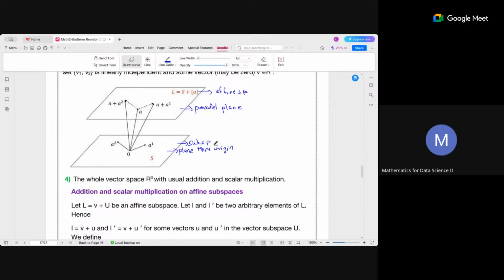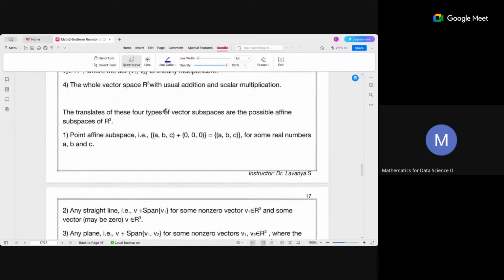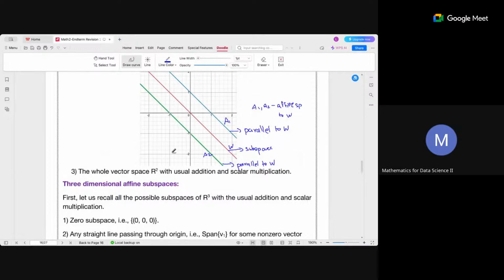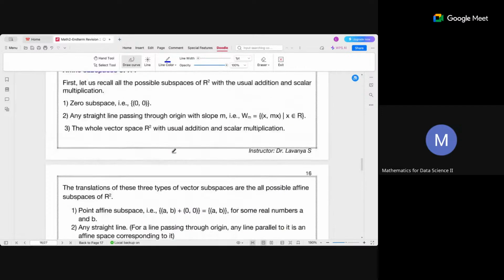Okay, so you understand how to imagine affine spaces, right? They are a kind of translation of the subspaces. They are just shifted from the origin. That's all. They are shifted from the origin. So they are affine spaces.